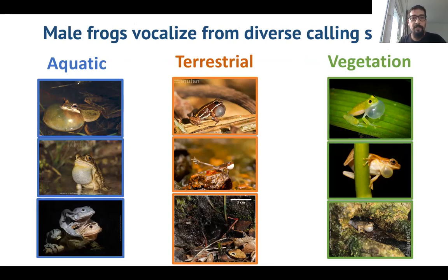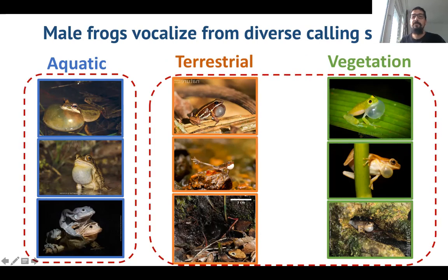So you can broadly put them into three categories: the ones that call from the water, the ones that call from the ground, from terrestrial calling sites, and those that call from vegetation, right? And for the matters of this work, we were interested in what are the constraints experienced by frogs that are inside the water versus the constraints imposed by the environment on frogs that call from outside the water.